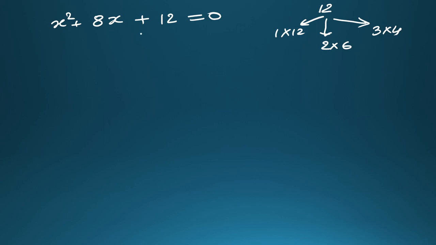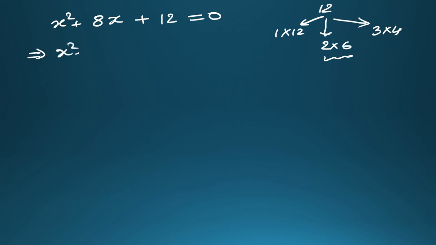Now, you can see the last constant term is positive. So what you will do is choose the pair where the addition of the numbers is equal to the middle number, which is 8. If we choose 1 and 12, 1 plus 12 will be 13. If we choose 3 and 4, then 3 plus 4 will be 7. If we choose 2 and 6, then 2 plus 6 will be 8 and 2 multiplied by 6 will be 12. So this is our required pair.